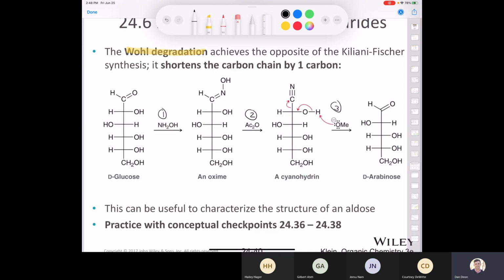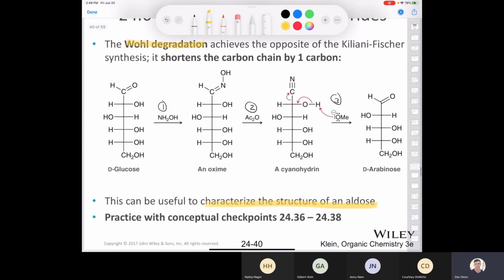Now, in terms of its utility, why would you want to do this? I can't think of a whole lot of uses for this synthesis, except that a long time ago, this was used to characterize aldoses. When scientists didn't know the structure of an aldose, they could degrade it piece by piece, and that would enable them to elucidate the structure. So it was really helpful for determining the structures of aldoses in early investigations of carbohydrate chemistry. So the Wohl degradation, either way, same thing.